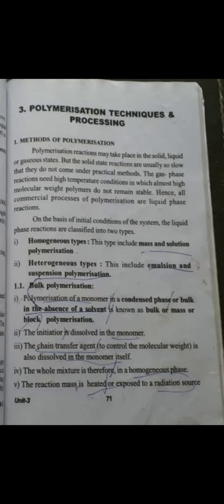Based on the use of initiator and monomer phases, the two types are classified. First we see the homogeneous type. The first one is bulk polymerization.